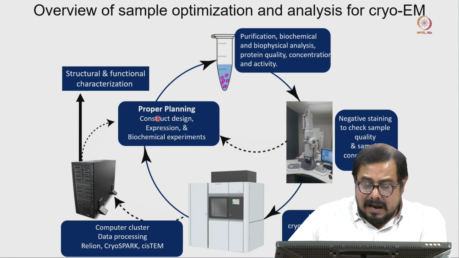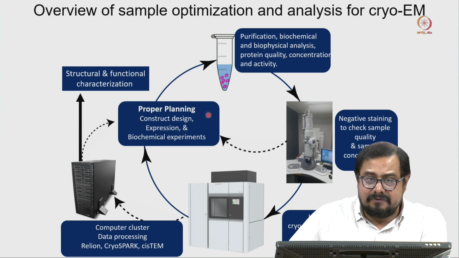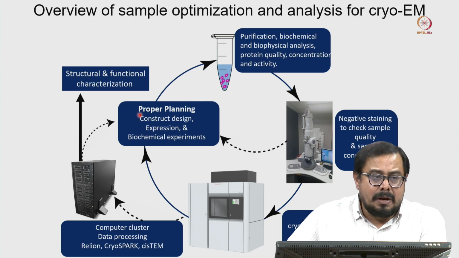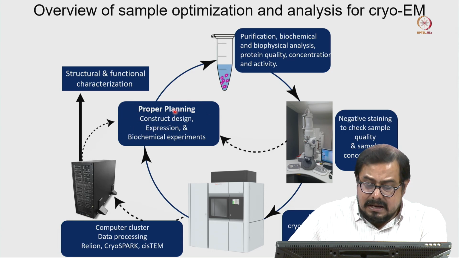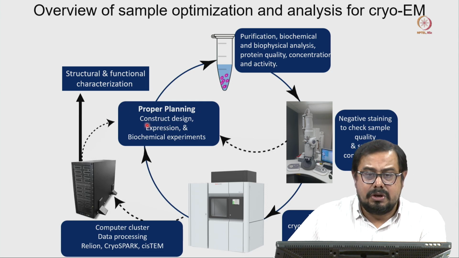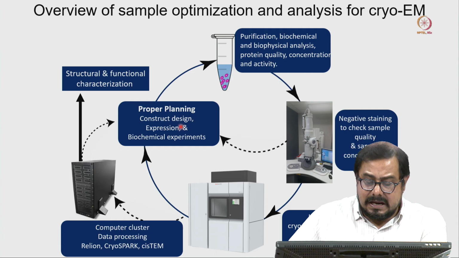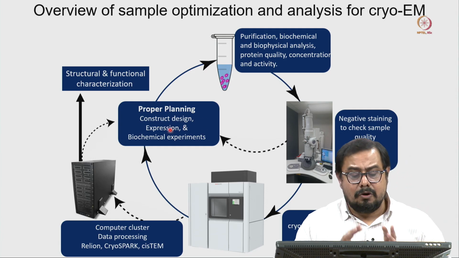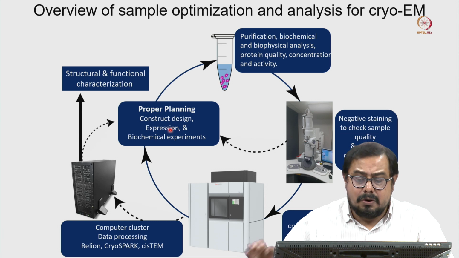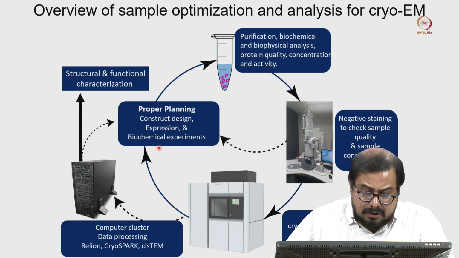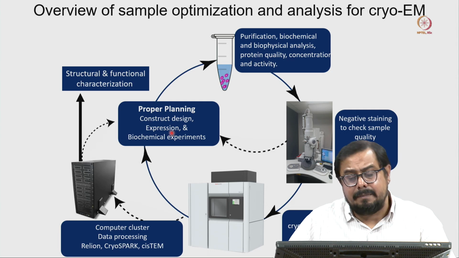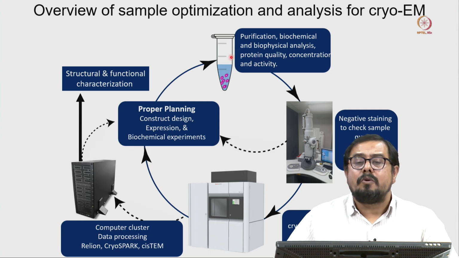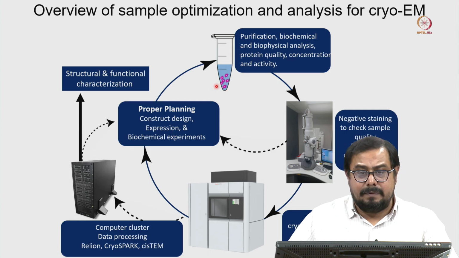So, here, from the beginning I am starting from here. This is my first step. In this first step, as I mentioned previously, proper planning is very important. That includes your construct design, expression and some kind of preliminary biochemical experiment that you want to do. When you do all these biochemical experiments, then you go to the next step where you can go for a large scale purification.